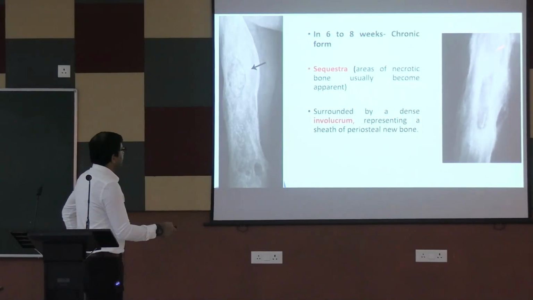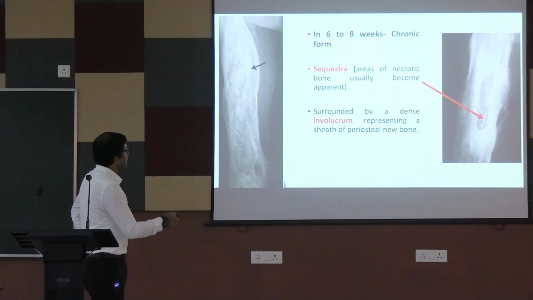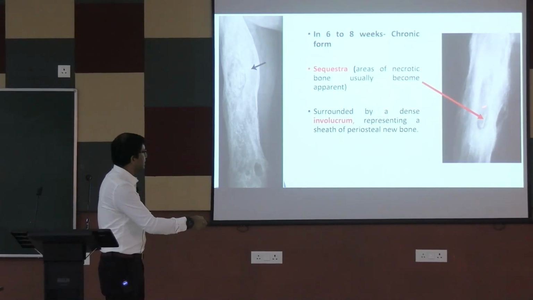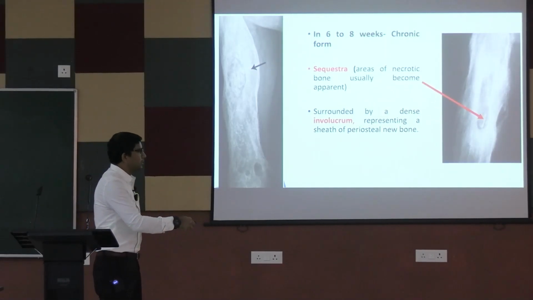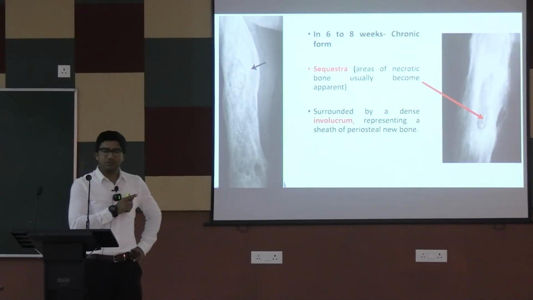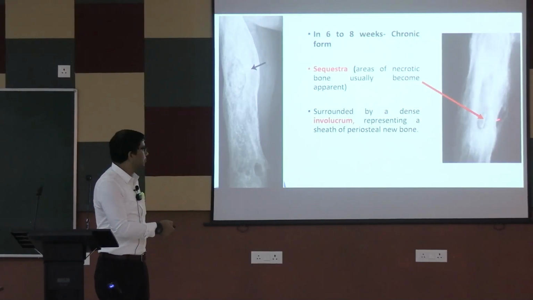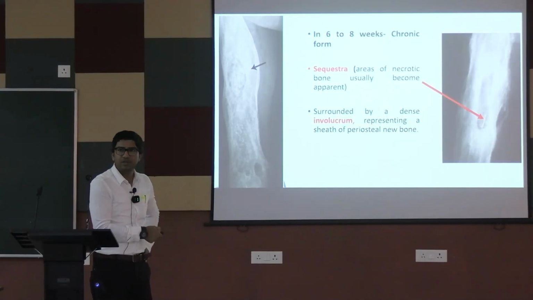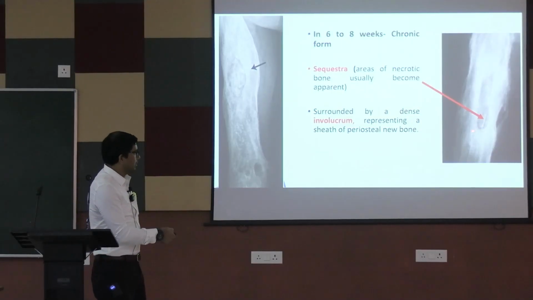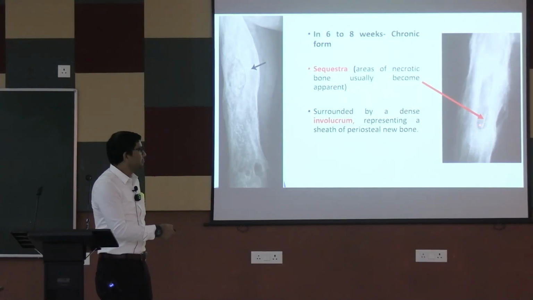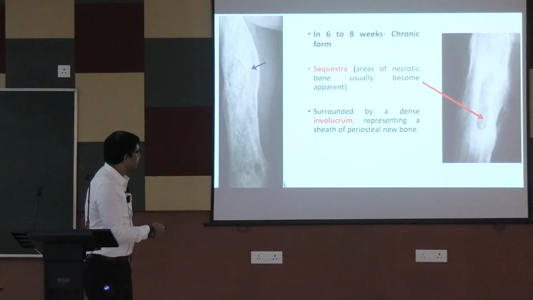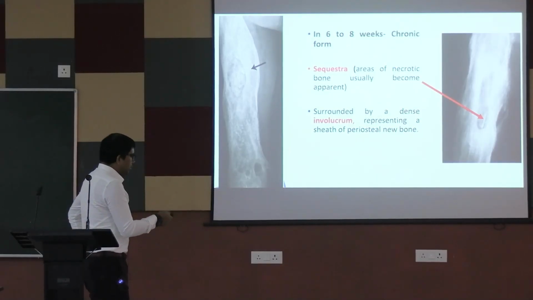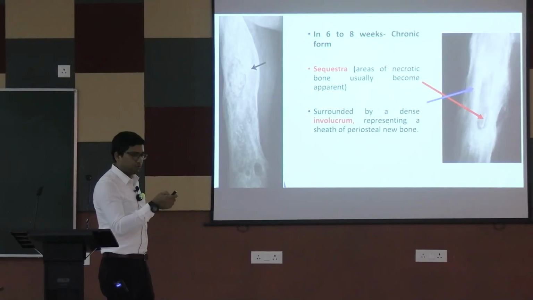The sequestrum is the infected foci, the necrotic bone. In chronic form, you have to remove this necrotic bone, because this is the main source of infection. This is the main source of chronicity of the infection. It is avascular, so it is very resistant to antibiotics. The surrounding reactive bone is the involucrum. This is radiodense. This is new bone.